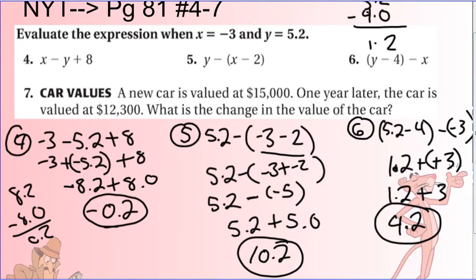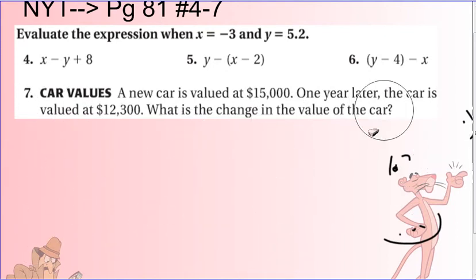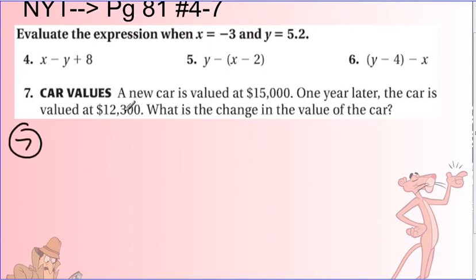Okay, I'm going to erase those 3 problems to make room for my number 7. So you got 3, 2, 1, all gone. All right, number 7. It says a new car is valued at $15,000. 1 year later, the car is valued at $12,300. What is the change in value of the car? So we're going to take y2 minus y1, the second value minus the first one. So the one that happened later was the 12,300 minus the 15,000.